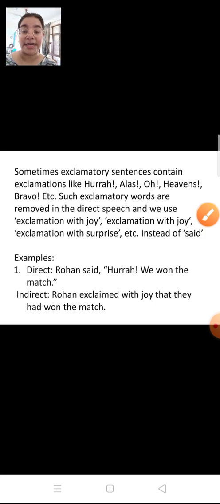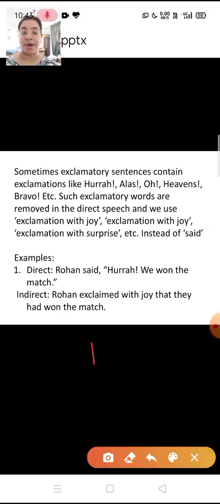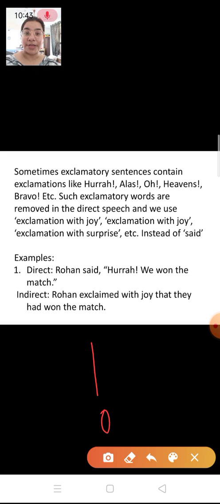Now comes the next thing, that is about exclamatory sentences. We have learned the assertive sentences first, that is a simple sentence. Then we have learned about interrogative sentences, and now the last thing is about exclamatory sentences. We know that exclamation marks are used to show a huge amount of emotion. Hooray, alas, oh heaven, bravo. Such are the exclamatory words, and you all know what an exclamatory mark is. This is the exclamatory mark. So such exclamatory words are removed.